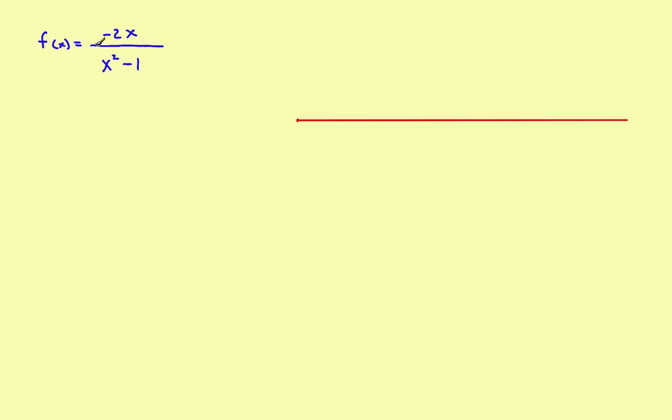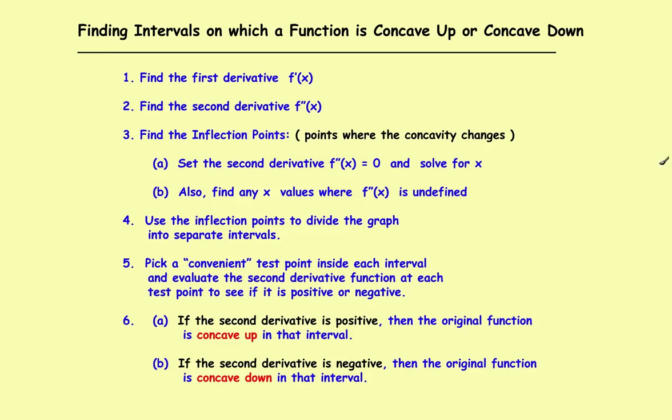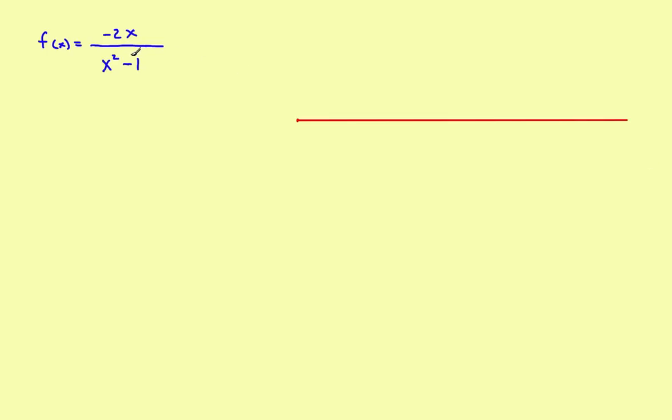Okay, now here's the rational function. f of x is equal to negative 2x over x squared minus 1. Now, if you just follow the steps that we have, let's go ahead and put those right back up here again. Step 1 would be go ahead and find the first derivative. But whenever you work with a problem that involves asymptotes, I would suggest that you, first of all, consider the asymptotes, because the asymptotes could behave as an inflection point.